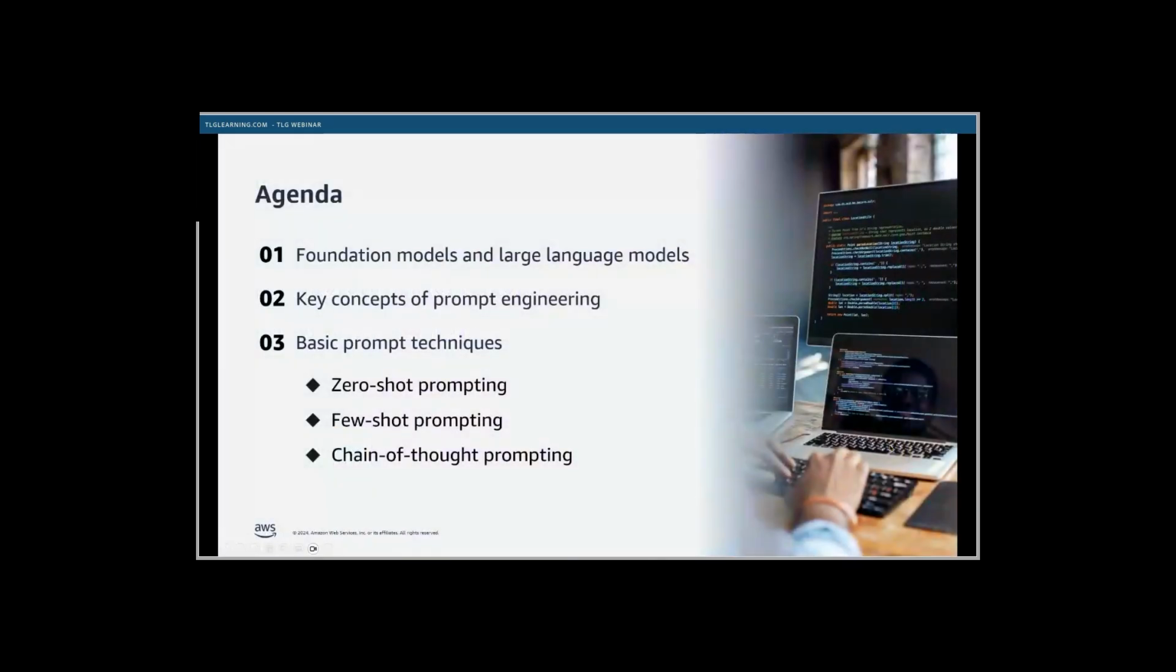Introduction to Prompt Engineering. Our agenda in this presentation has three sections. First, a high-level overview of foundation models and large language models, or LLMs. Then part two will be an examination of some key concepts of prompt engineering, the best practices for constructing a prompt for an AI. And then part three will be basic prompting techniques, which include some additional techniques like you see listed here: zero shot prompting, few shot prompts, chain of thought prompting. And we'll see some examples of those along the way.